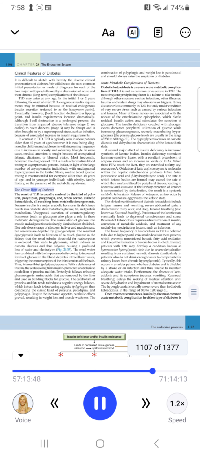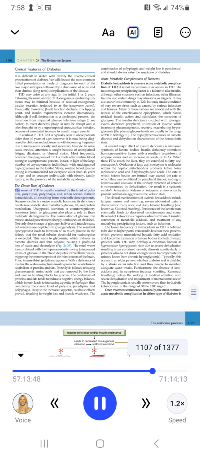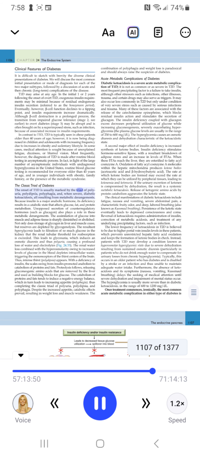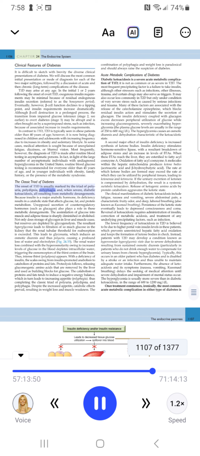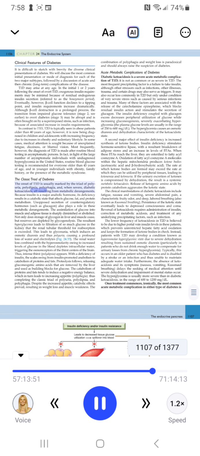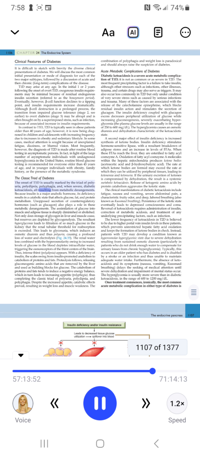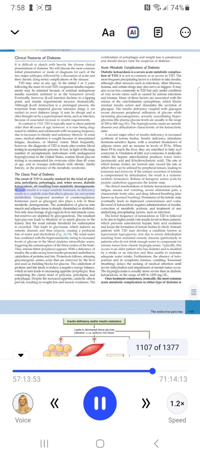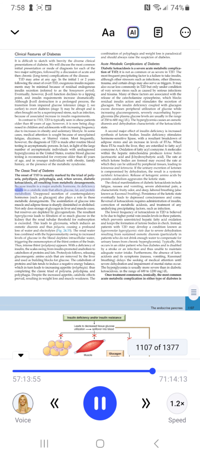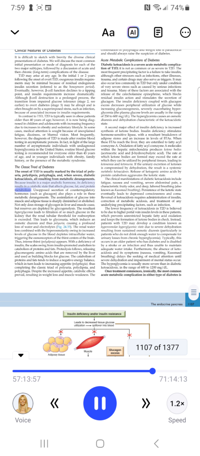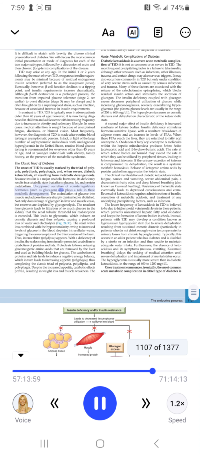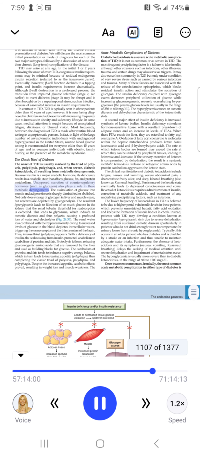The classic triad of diabetes. The onset of T1D is usually marked by the triad of polyuria, polydipsia, polyphagia, and, when severe, diabetic ketoacidosis, all resulting from metabolic derangements. Because insulin is a major anabolic hormone, its deficiency results in a catabolic state that affects glucose, fat, and protein metabolism. Unopposed secretion of counterregulatory hormones such as glucagon also plays a role in these metabolic derangements.